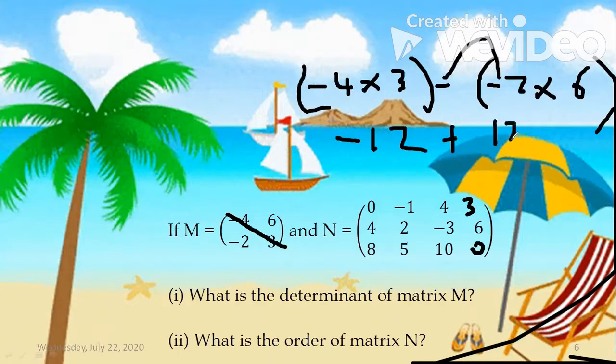2 sixes is 12. And negative 12 plus 12 is actually what? 0. So the determinant of this matrix here is 0. We have a special name for a matrix with a determinant equal to 0. We say that matrix is called a singular matrix. If it's not equal to 0, it's called a non-singular matrix.